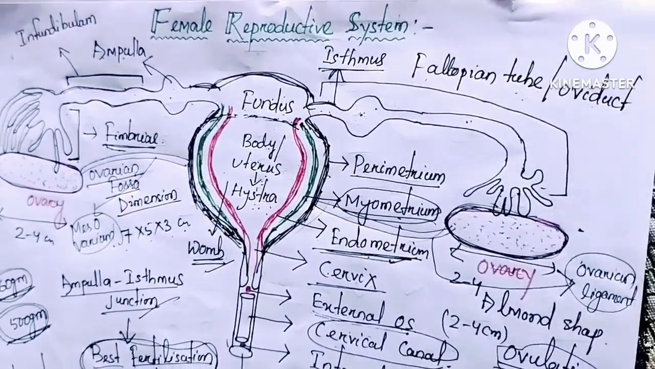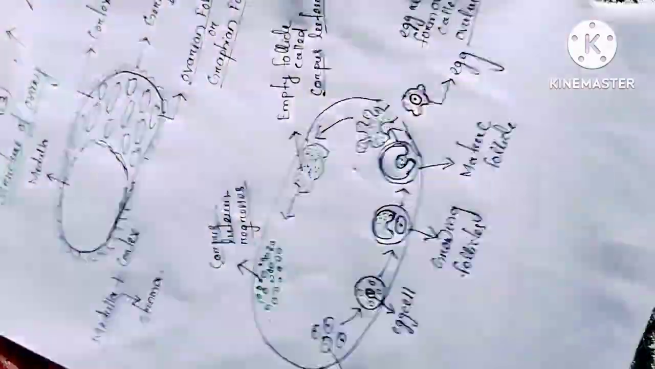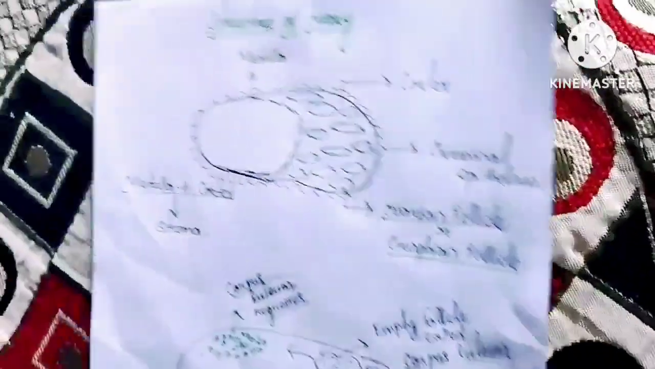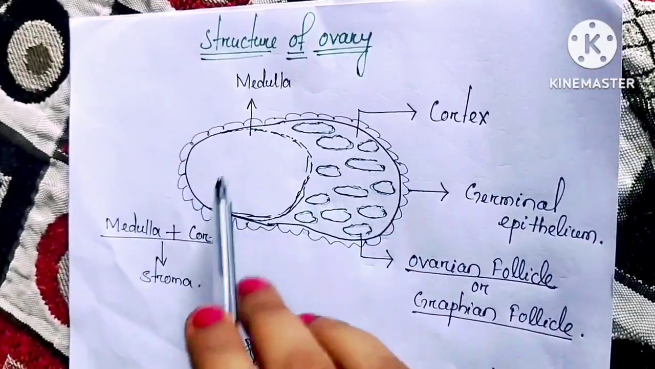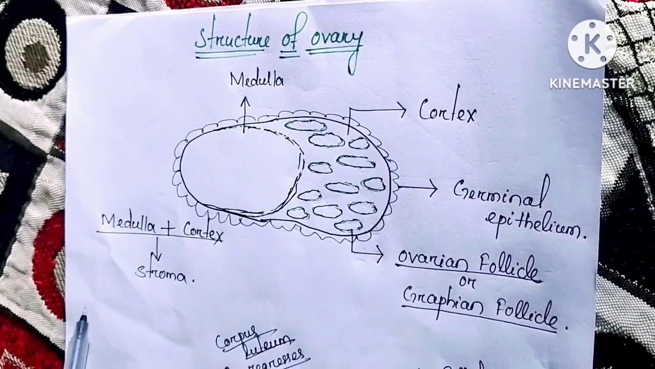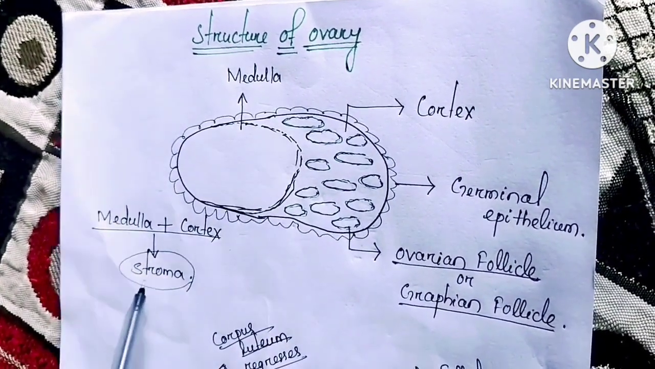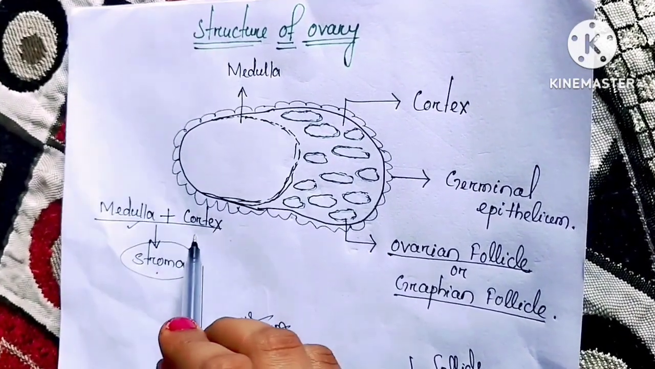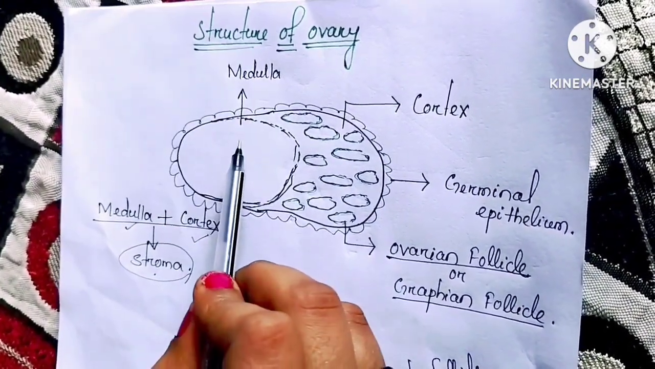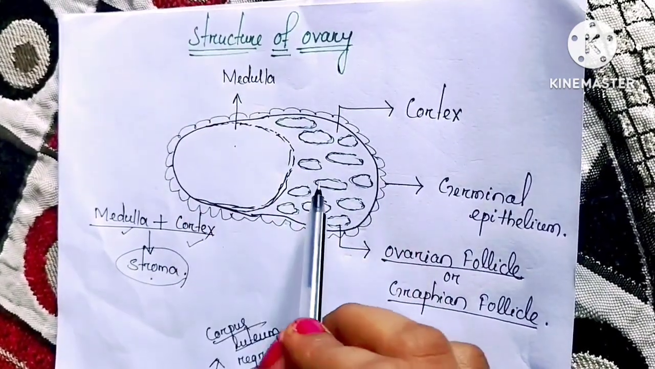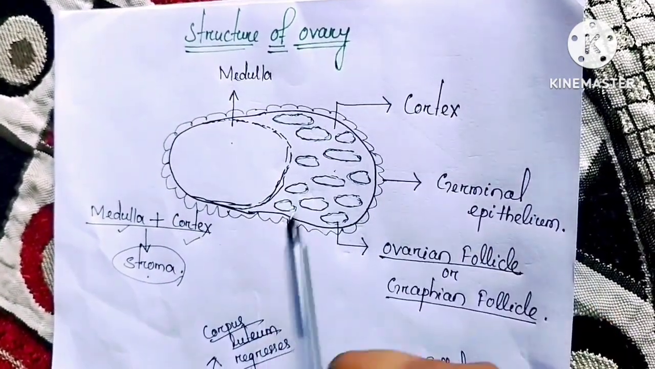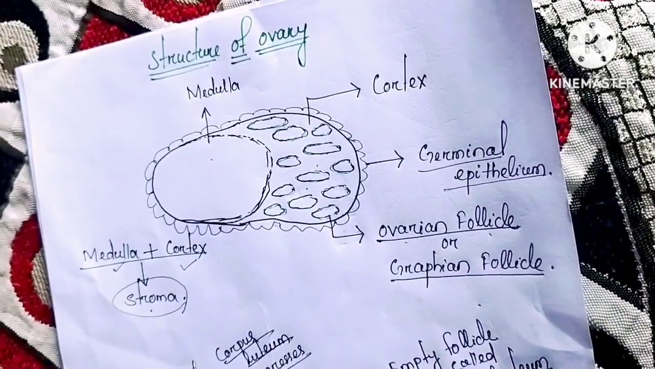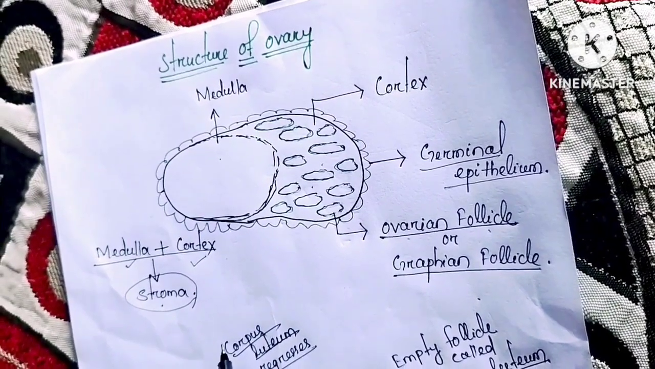Then we discuss the structures of the ovary. The ovary consists of an inner portion called the stroma. The stroma is divided into two parts, that is medulla and cortex. This portion is called the medulla and this part is called the cortex.